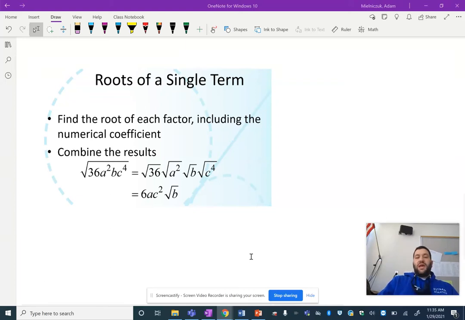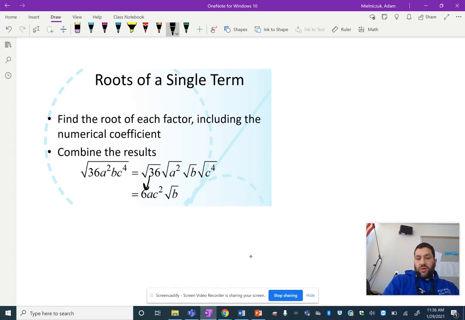All right, when taking the square root of an expression, or a single term, what you want to do with it is take the square root of each part. So take a look. We have the square root of 36 a squared b c to the fourth. What you do is you take the square root of each portion. So the square root of 36 gives us the 6. The square root of a squared is a.